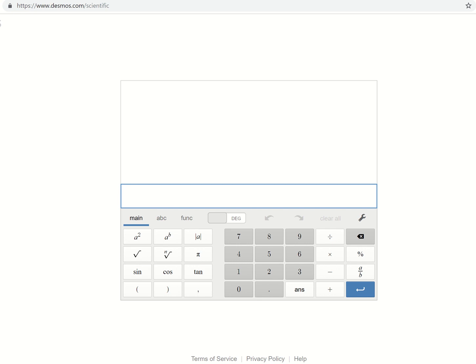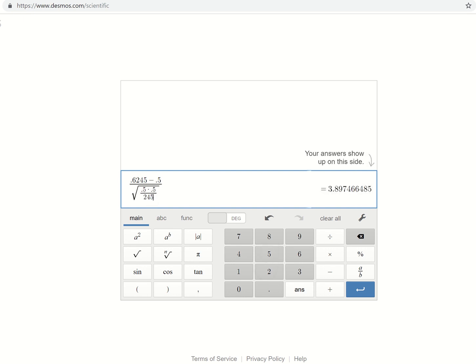So with Desmos, what we could do is separate our fraction. And so in the numerator, we'll have that 0.6245, and then we're subtracting 0.5. Then in the denominator, we're going to have a square root, and that square root will have a fraction. It'll be 0.5 times 0.5, and then in the denominator, 245. So I really like Desmos for this because it can show you exactly how it's laid out. So we're getting a z-score of 3.8975. And go ahead and take these to 4 decimal places for accuracy.